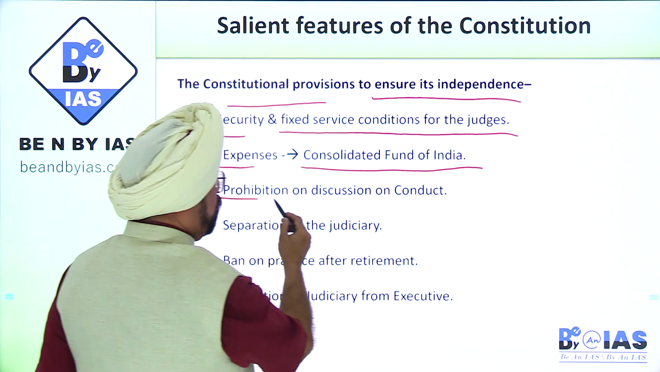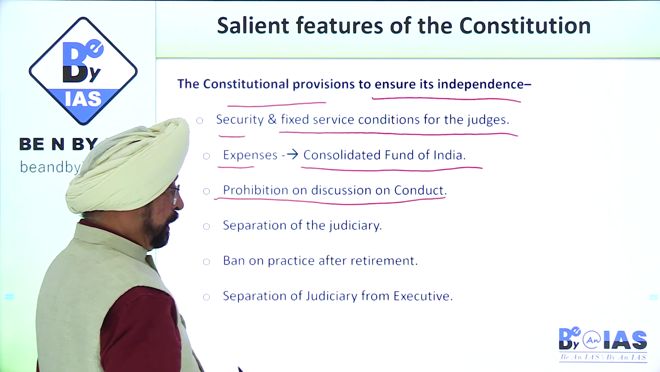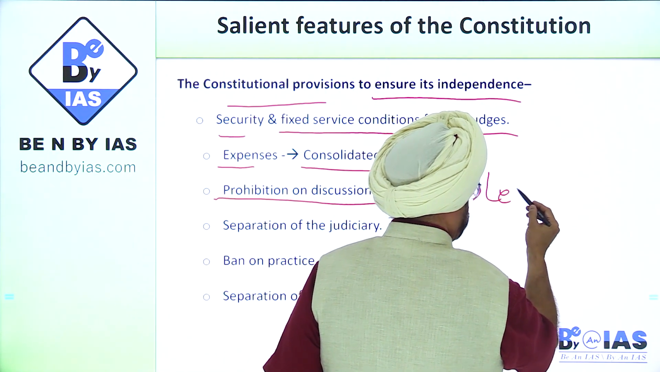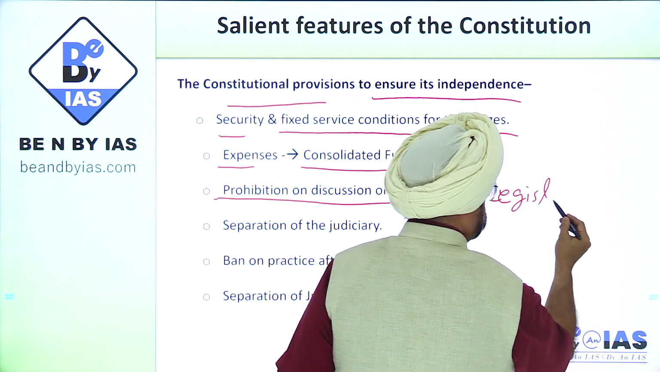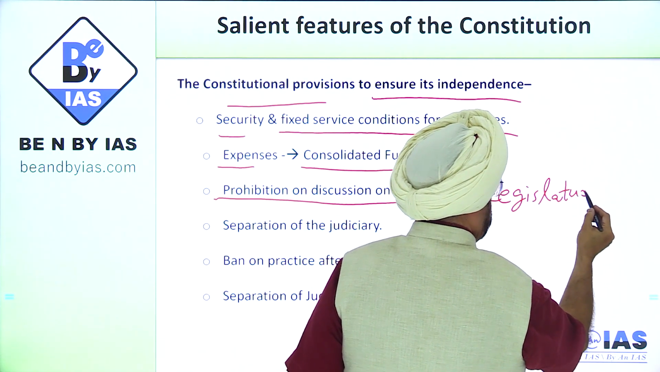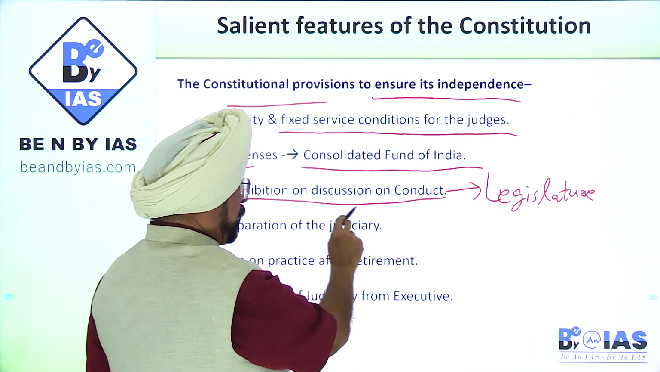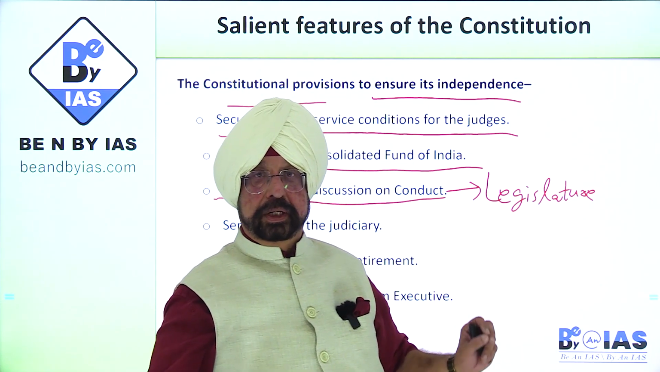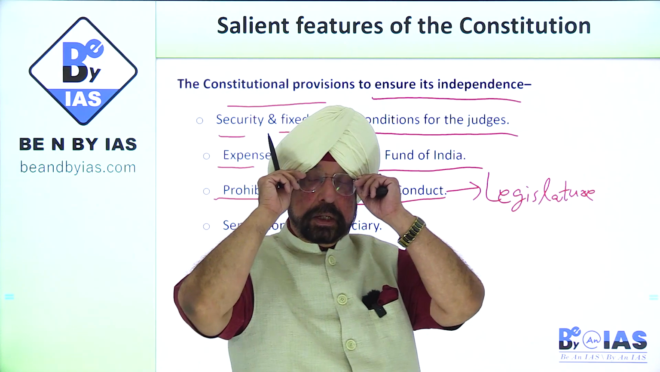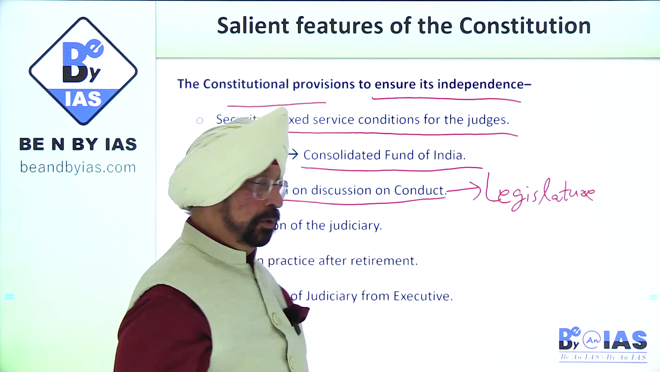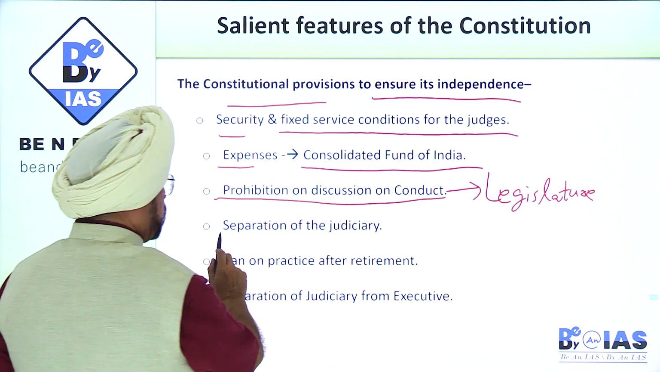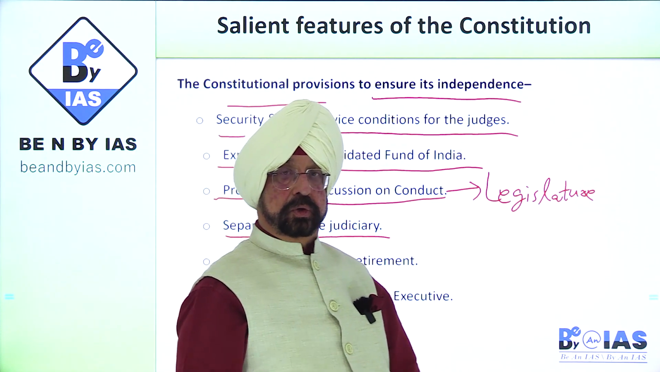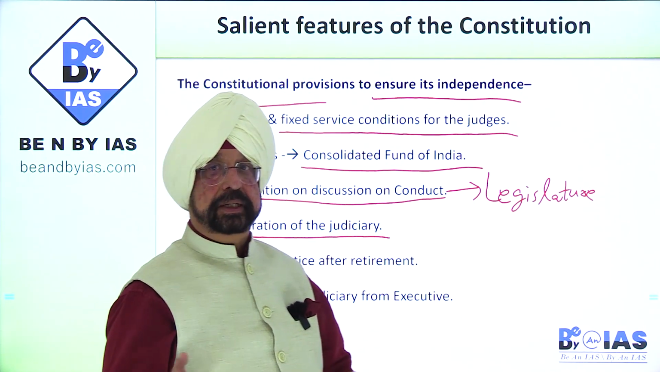So there is prohibition on discussion on their conduct by the legislature. That means their conduct cannot be discussed in the parliament or in the legislature. This is a prohibition on the legislature by the Constitution. Now, there is a separation of judiciary. That means judiciary is not to be controlled by either executive or by the legislature.